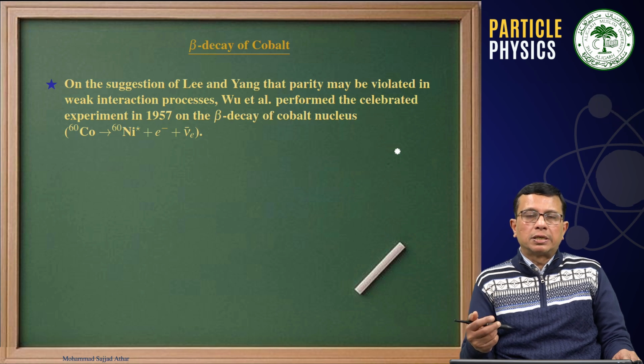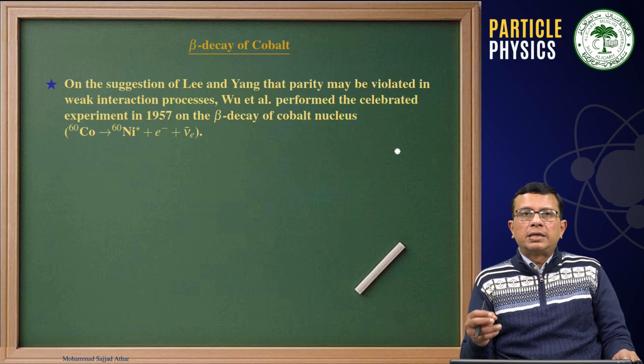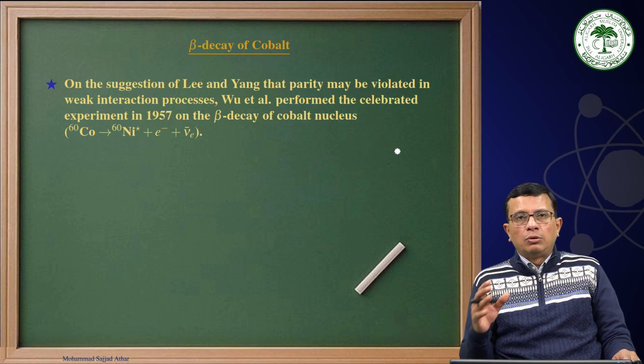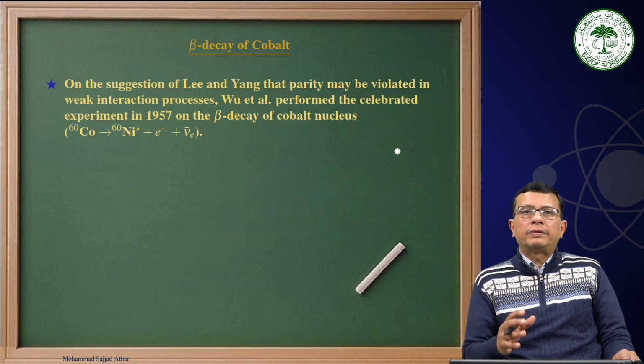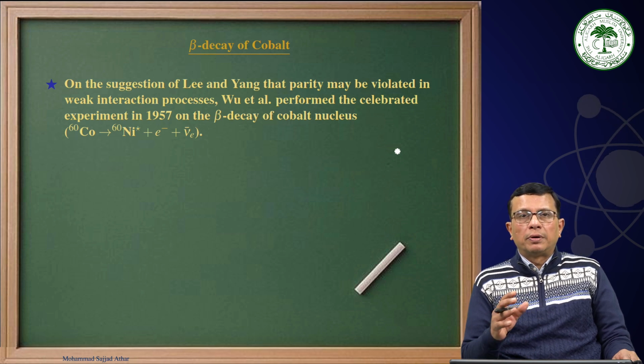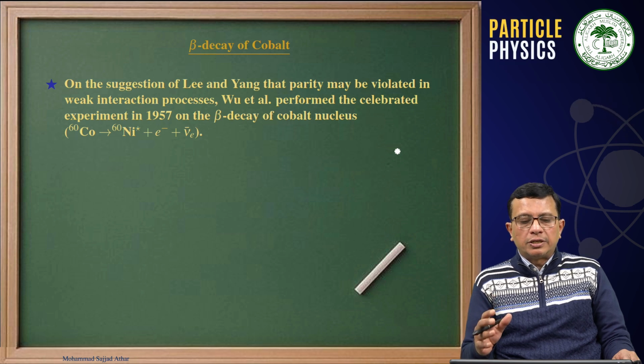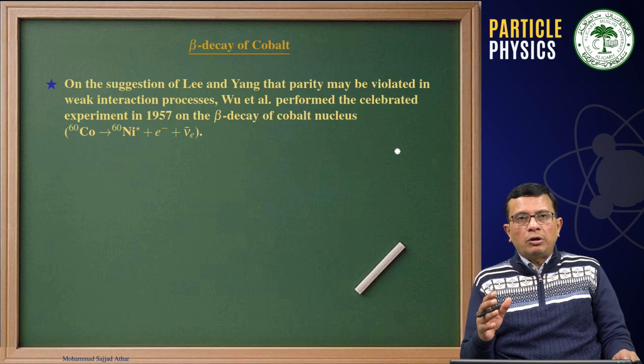And that was a big result, a big suggestion, because till that point everybody thought that the laws of physics are ambidextrous, that if you have a physical process, then the mirror image of that process should also be a possible physical process. But here we are talking about the fact that parity gets violated in the case of weak interaction. And on their suggestion, Wu et al.